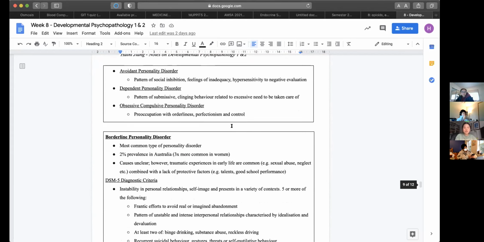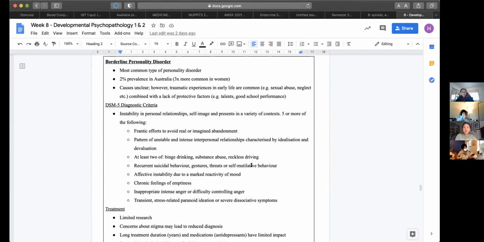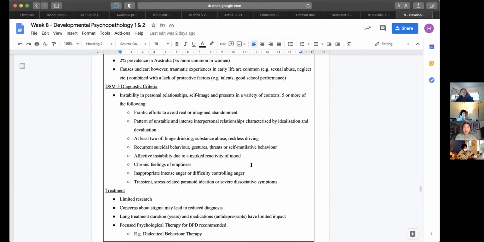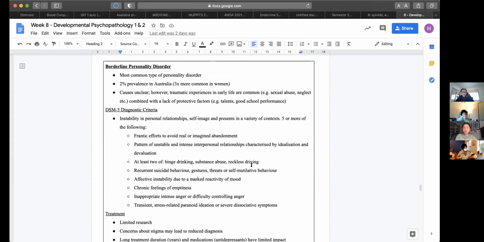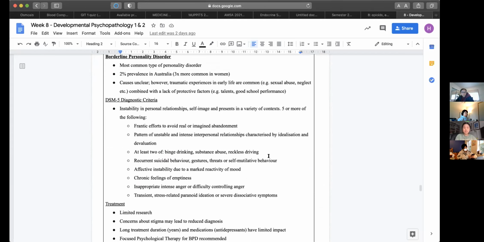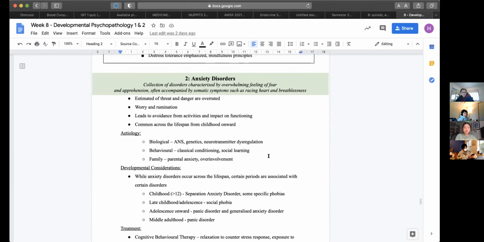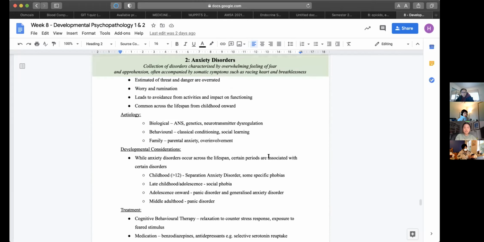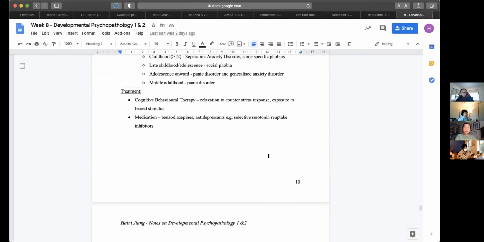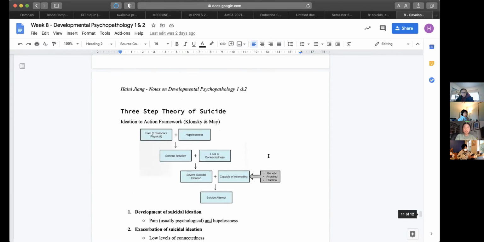I took so much time trying to make these notes pretty. Borderline personality disorder is one of the ones that they talk about a lot. I don't know why I remember this one the most, but somehow it just stuck with me. And then you've got anxiety disorders, which they've just lumped in general. You can go through that yourself.